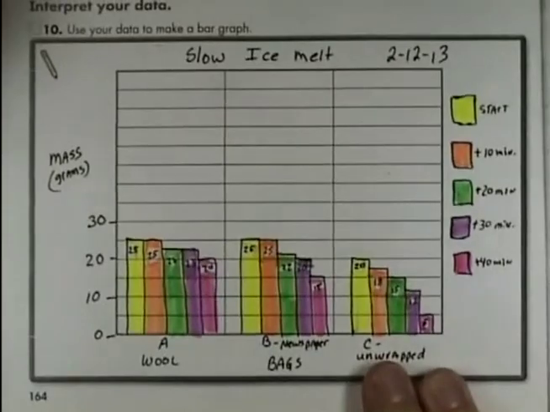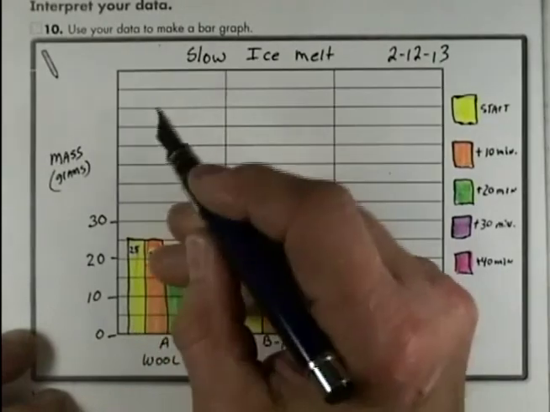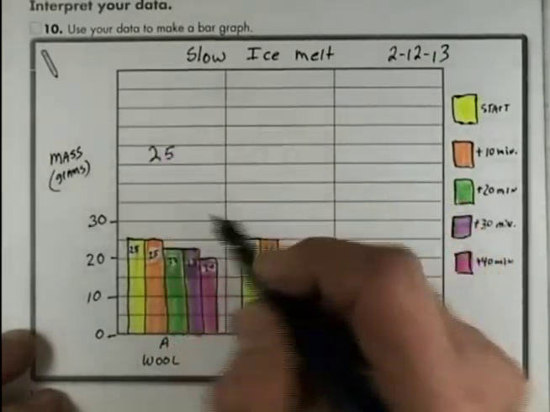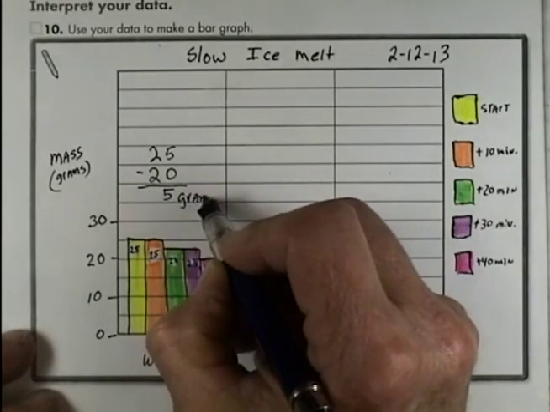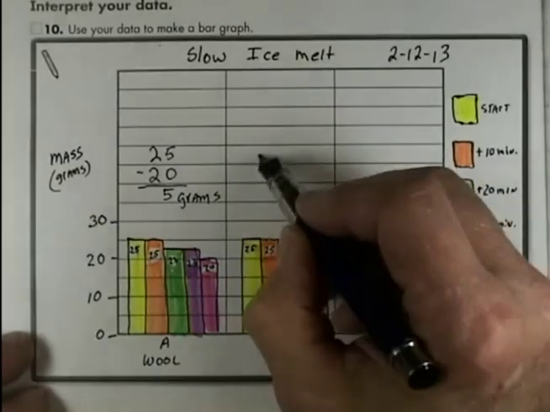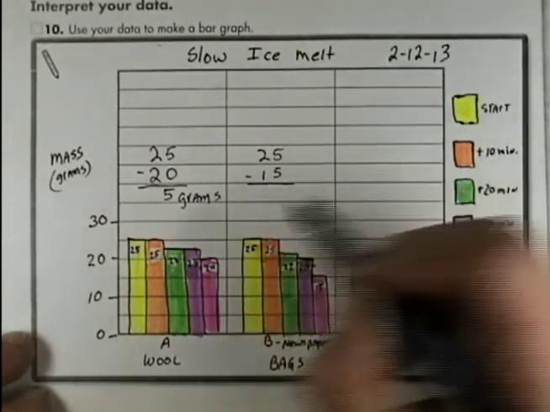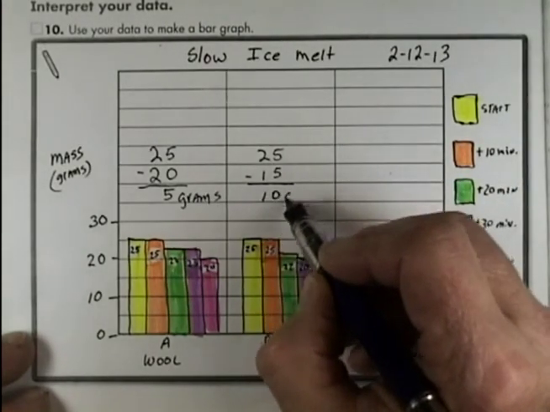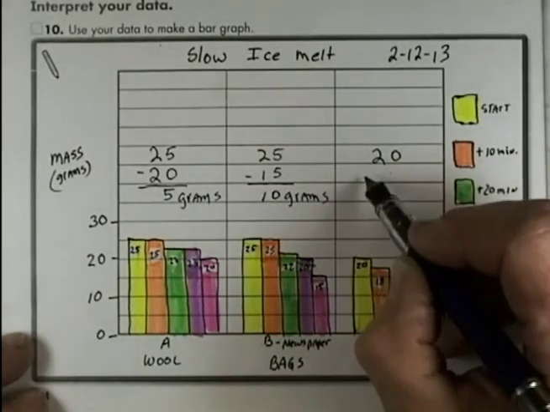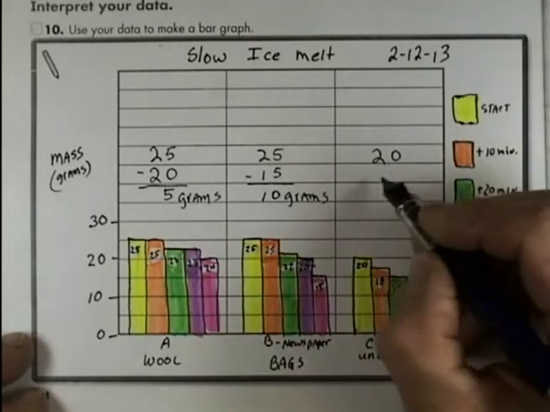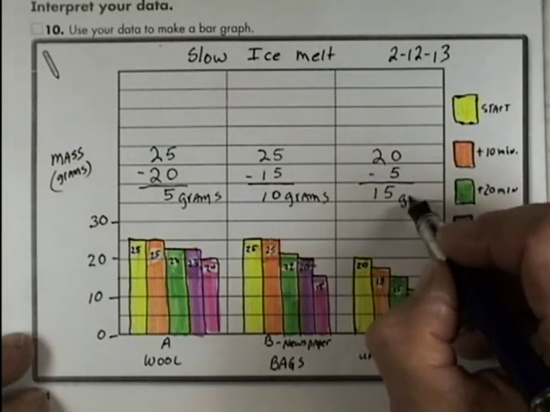And so what I would like to do is take a look at this from, I started at 25. So on this one, I started at 25 grams. I ended at 20. So I had a loss of 5 grams. This one, I started at 25. I ended at 15. This one, I had a loss of 10 grams. This one I started at 20, okay? I ended up at 5. I had a loss of 15 grams.